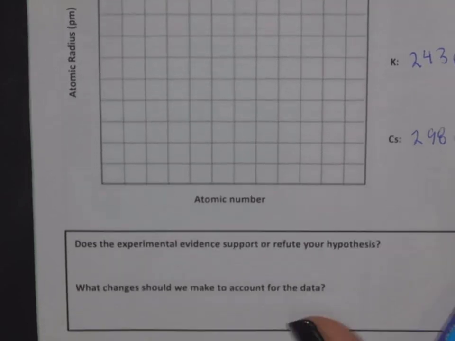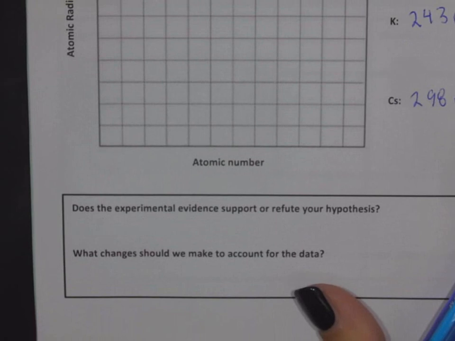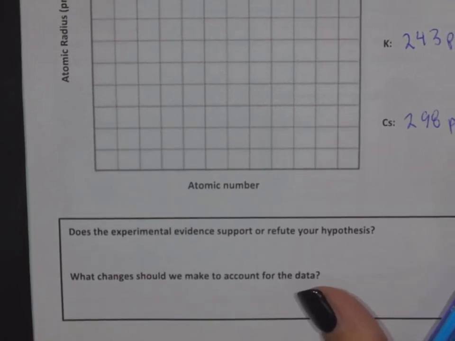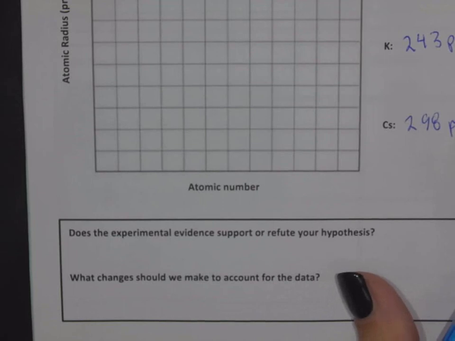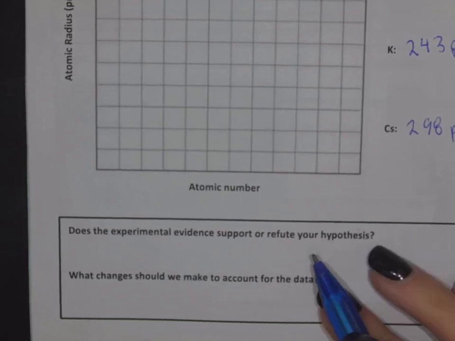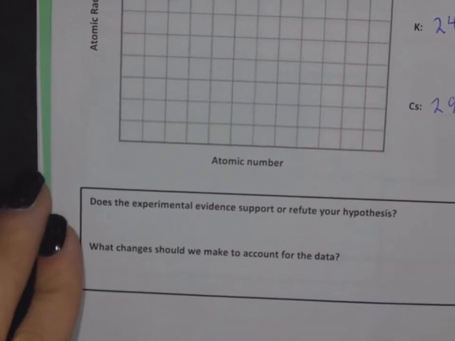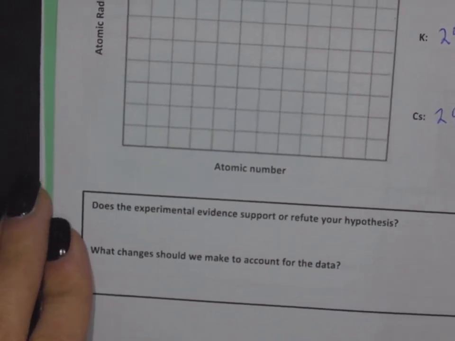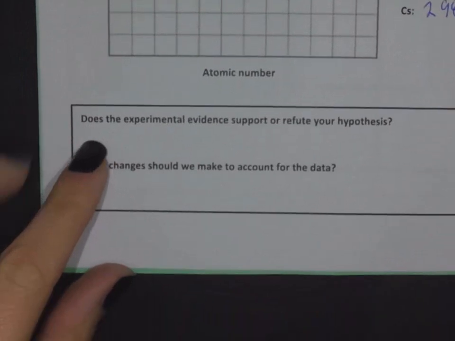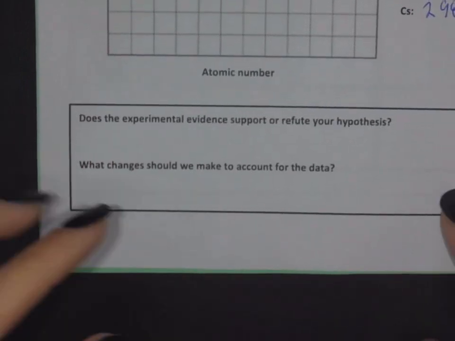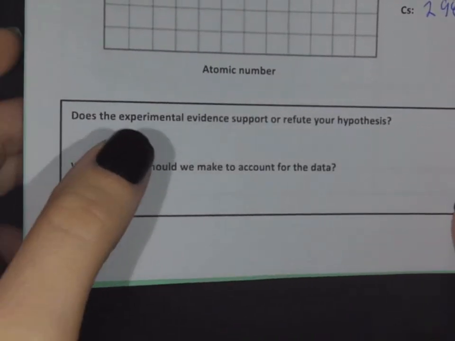Once you've completed that graph, then I want you to ask yourself, does this experimental evidence support or refute your hypothesis? Like maybe you said the atomic radius will increase, and so that would support your hypothesis. But if you said the atomic radius would decrease, then it would refute your hypothesis, and we would need to make some changes. Now I do want you to consider something though.